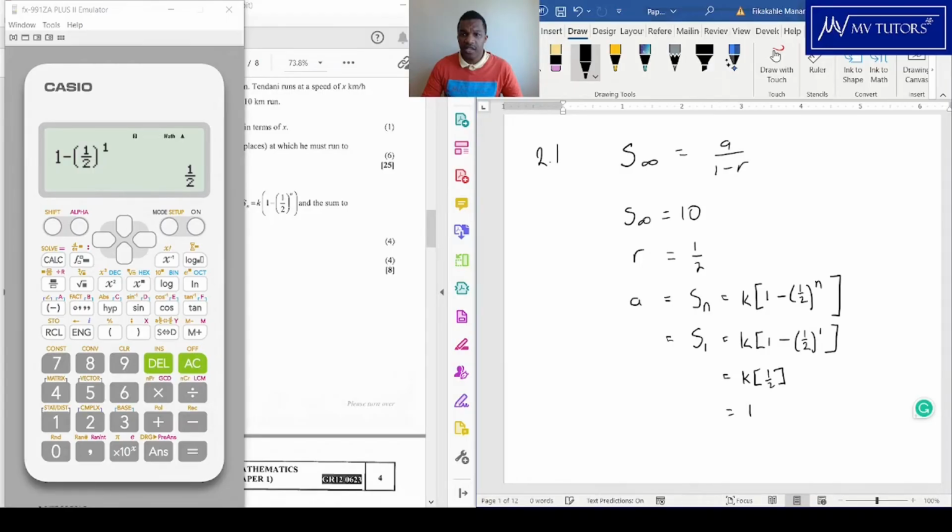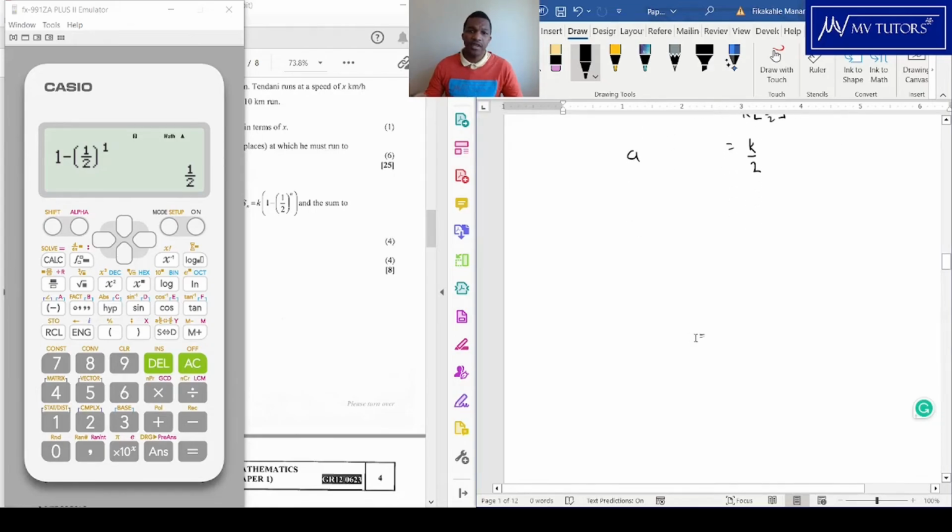That's the same as saying k over 2. All right, so remember this is solving for a. A is k over 2. We have r is a half. We have sum to infinity is 10. Now we can plug everything into an equation.